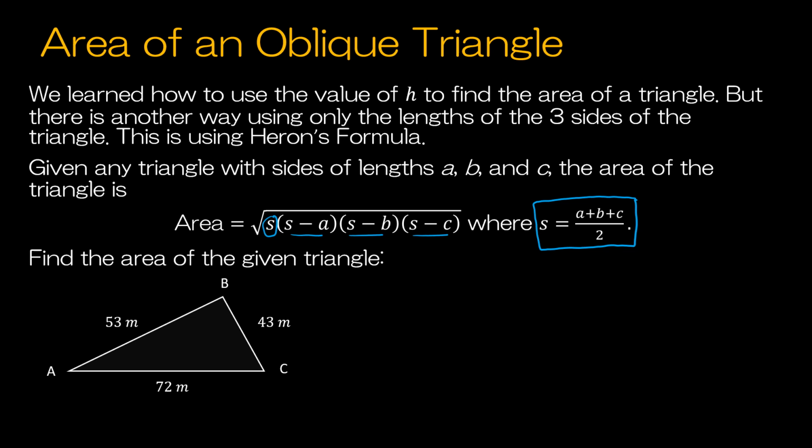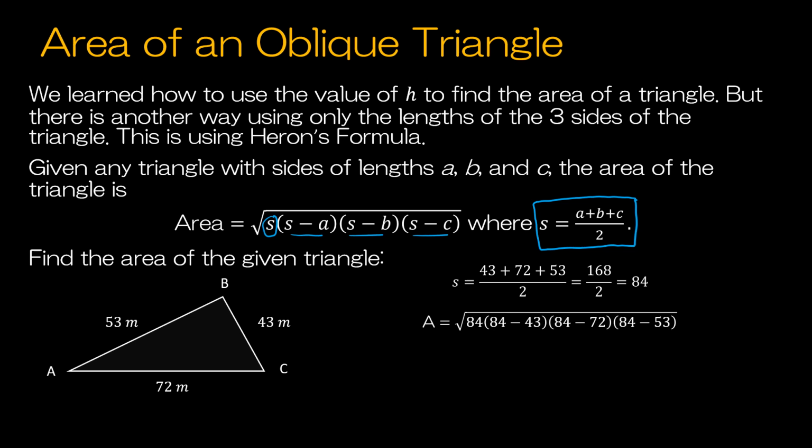So to begin, I would find S. That's 43 plus 72 plus 53 divided by 2, which is the perimeter of 168 divided by 2. And dividing by 2 gives us the semi-perimeter, so that's 84. So 84 is going to be our S value. So I'm going to take 84, and then I'm going to take 84 and subtract each of the sides. So 84 minus A, which is 43, 84 minus B, which is 72, and 84 minus C, which is 53.